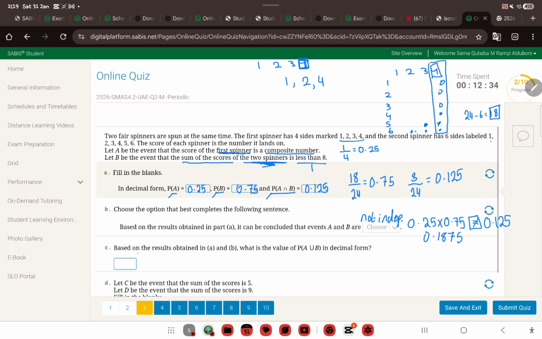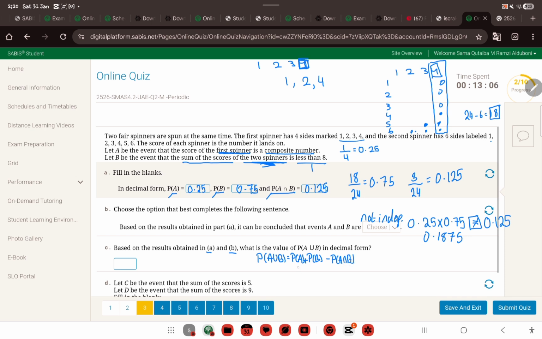So based on the results obtained in part A and part B, what is the value of the union of A and B in decimal form? So we need to use the union formula. What is the union formula? The probability of A union B is equal to the probability of A plus the probability of B minus the intersection of A and B.